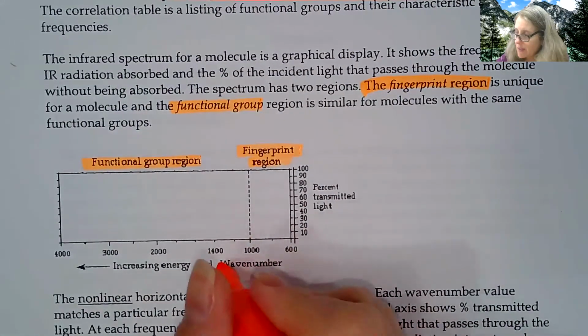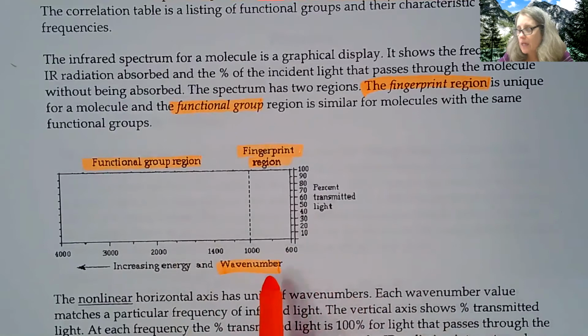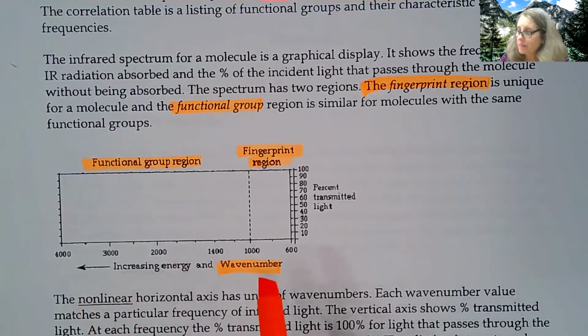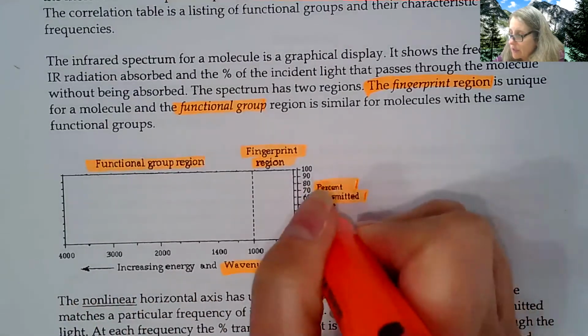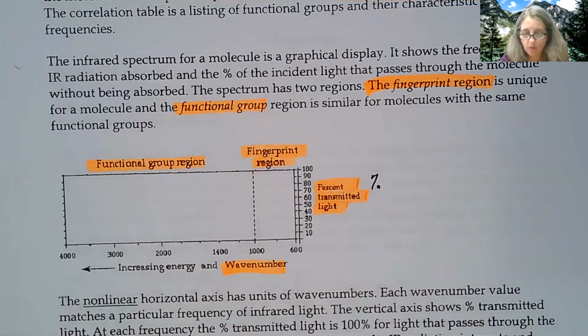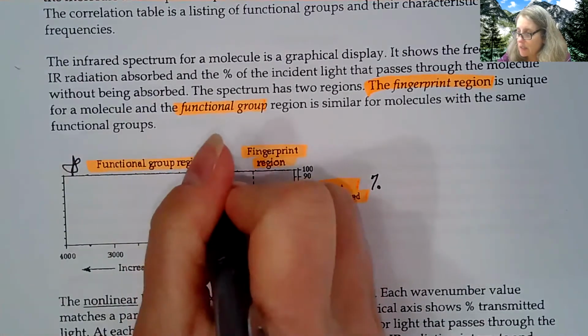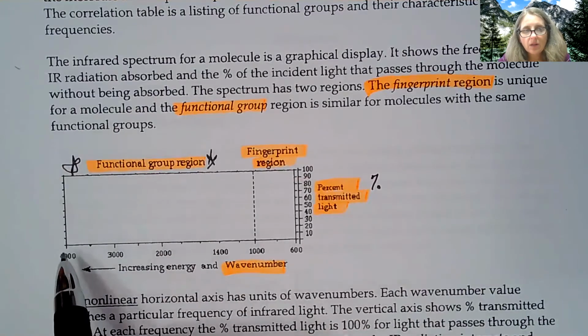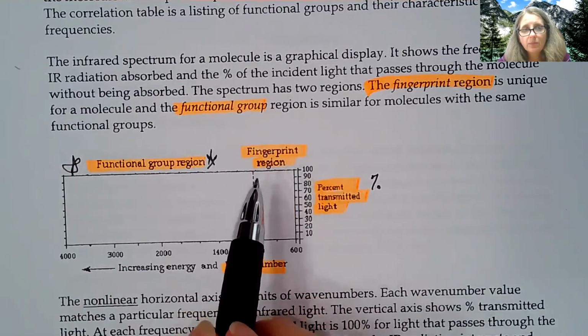Now do realize on the bottom here, this is wave number, and it goes from right to left. So it's a little different than us going from left to right. And over here on your y-axis is percent transmittance, so how much light goes through. We are going to focus on what we call the functional group region. We're going to focus on everything above probably 1,000 wave numbers and all the way up to 4,000. We're not going to look at what we call the fingerprint region.